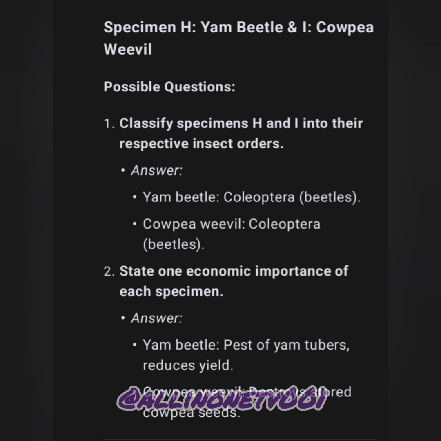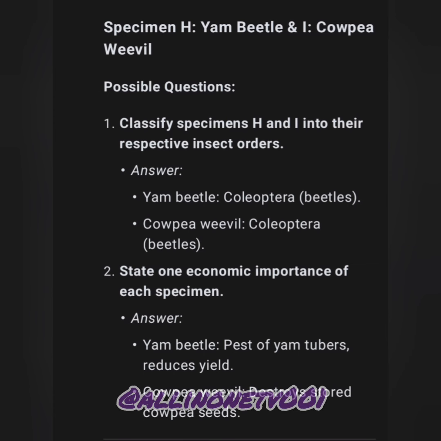Specimen H is yam beetle, and specimen I is cowpea weevil. Possible question for these two specimens: classify specimen H and I into their respective insect orders. Answer: yam beetle is Coleoptera. Cowpea weevil is also Coleoptera. So that's their respective insect order.